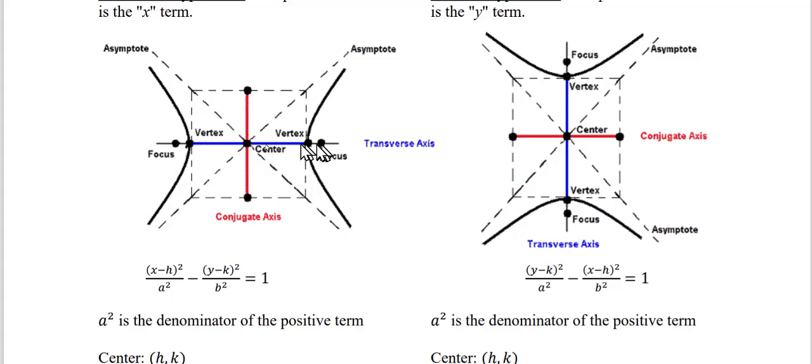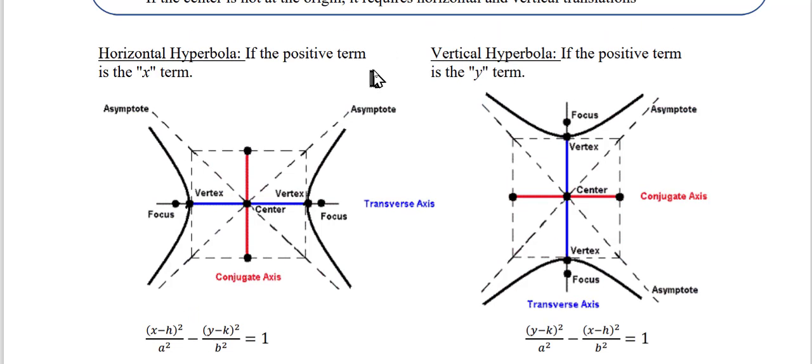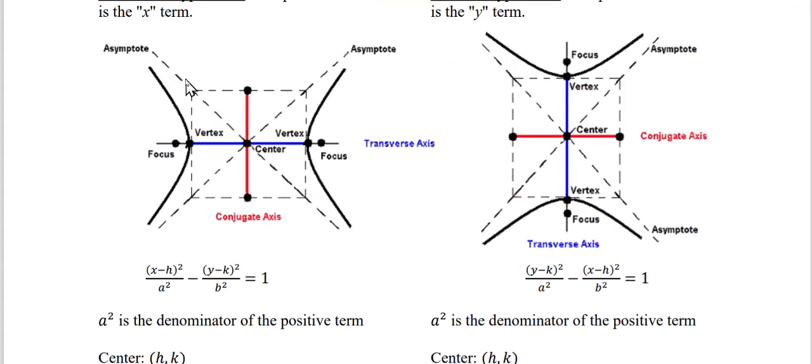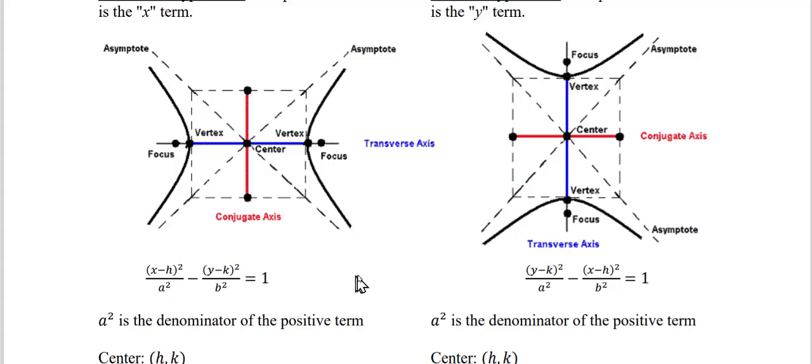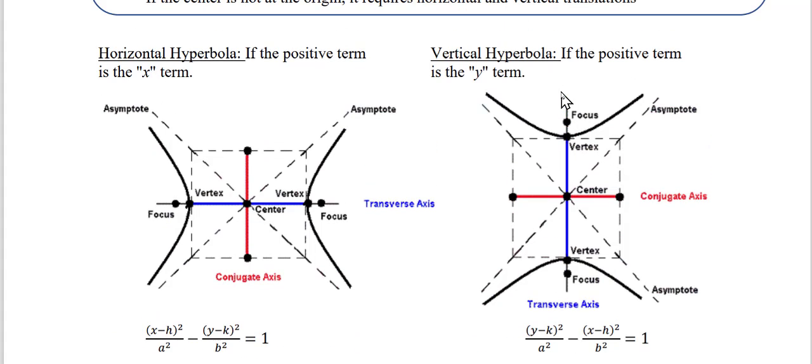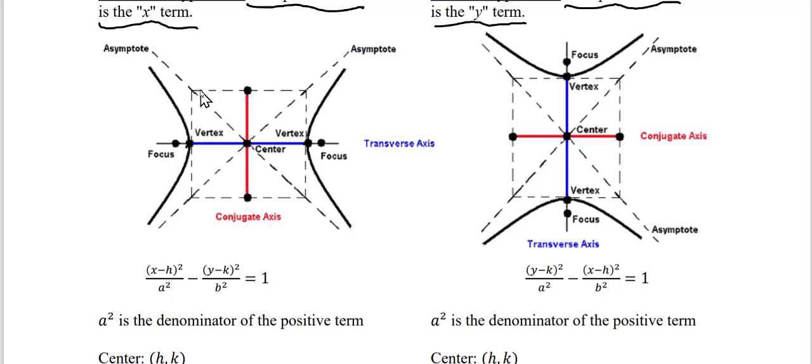So we call this the transverse axis, the one that cuts across it. And that's what we're going to be focusing on. Notice up here, if the positive term is the x term, we have the positive in front of this x term. It is the horizontal hyperbola. It opens up to the sides. The negative on the y makes this horizontal. Here, the positive on the y makes it vertical. That's how I remember that, is this what tells us which way it opens up.